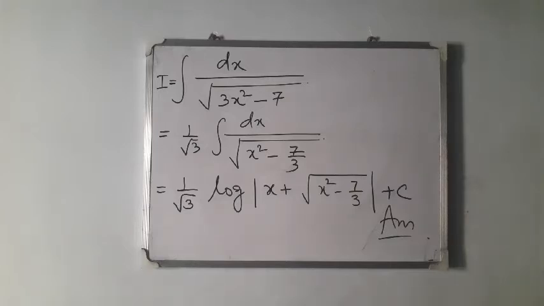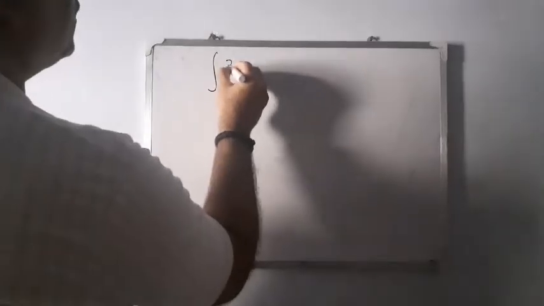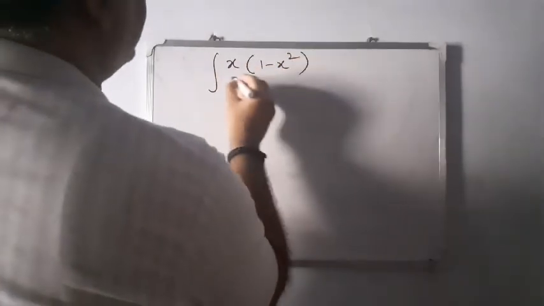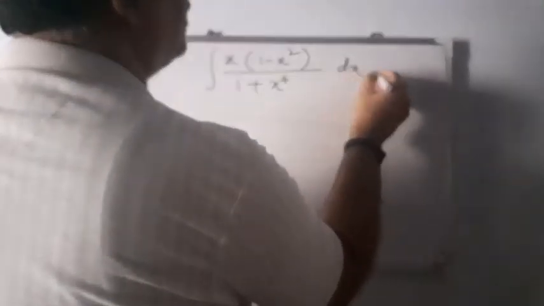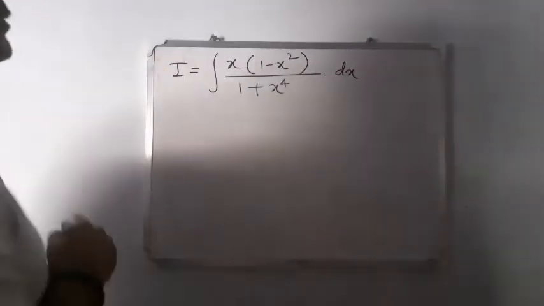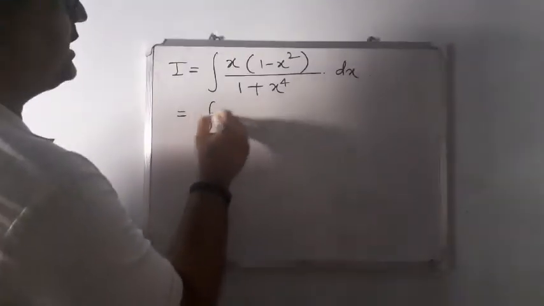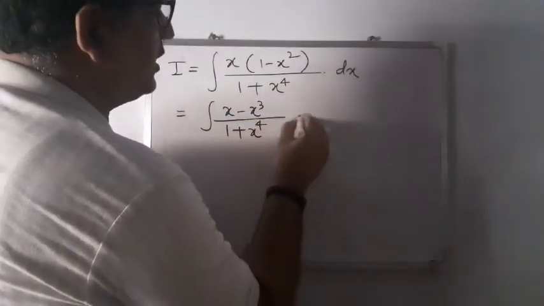Integral x into 1 minus x square divided by 1 plus x power 4 dx. Now this is a very important, interesting problem. Say we have taken it as I equals this one. Now if you break this numerator, this is equal to integral x minus x cube divided by 1 plus x power 4 dx.